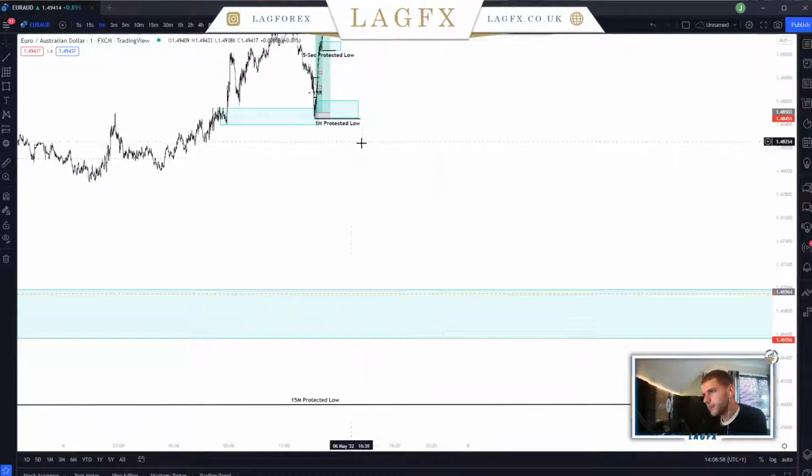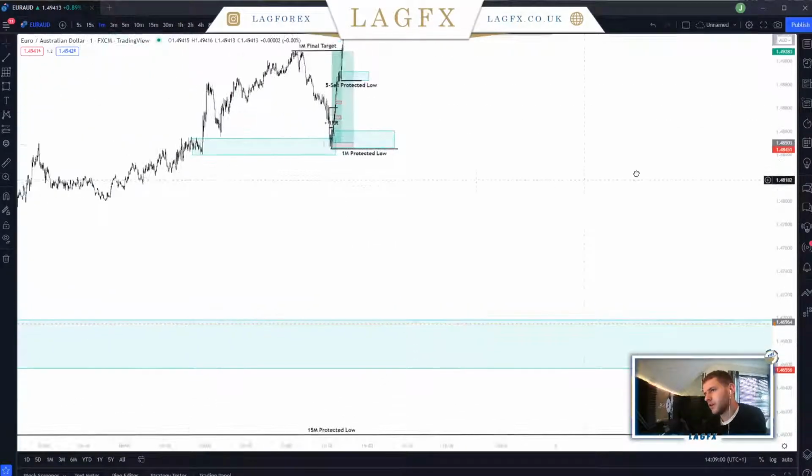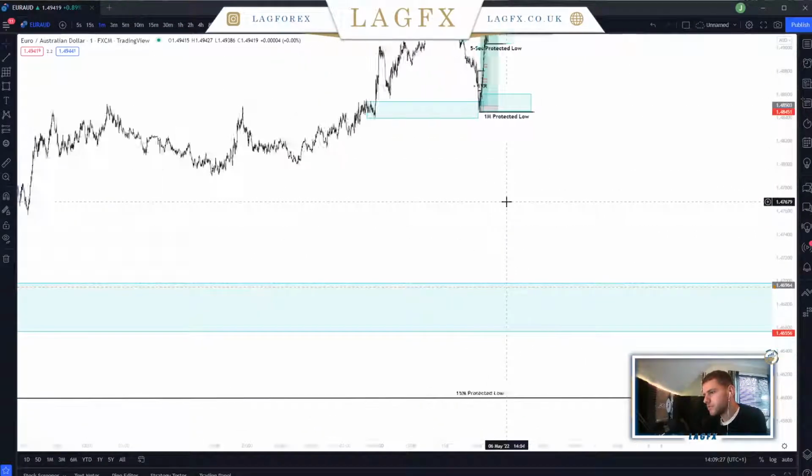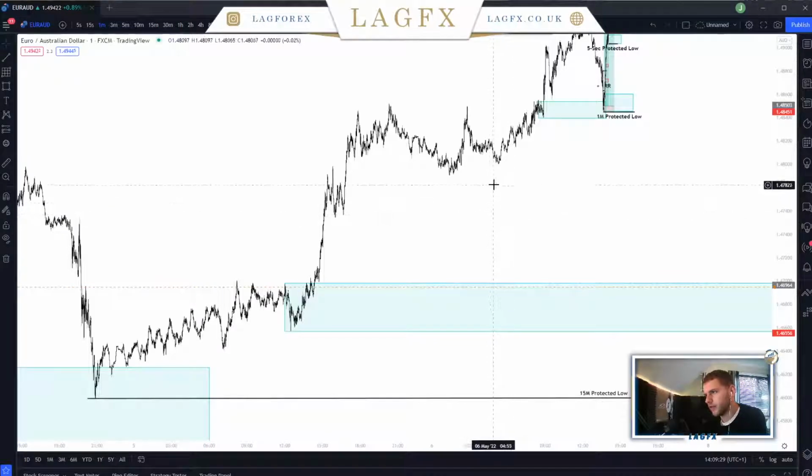So if we displace the 5-second protected low, we can go bearish and look to take sell positions with a take profit at this zone, because we know that once we exceeded this protected low, we're going to be bearish until at least this demand zone. If we break this 1 minute protected low, we can look to go bearish because we know we're going to be bearish until at least this demand zone. However, we know that overall we are still looking to go bullish. There's always opportunities to be on both sides of the market.